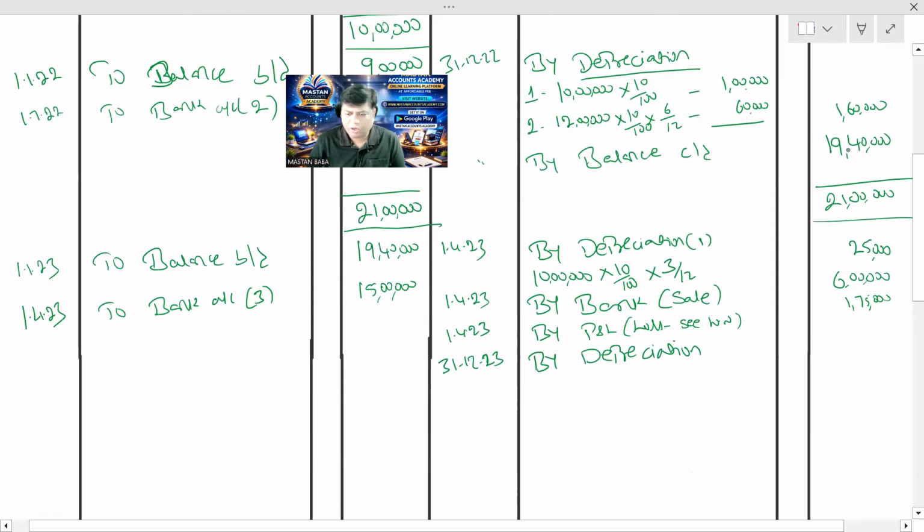Dear student, just analyze it. How many motor vehicles were there as of now? 2 motor vehicles. Which one? First, second, or second, third one? Second, third. First one hasn't sold.